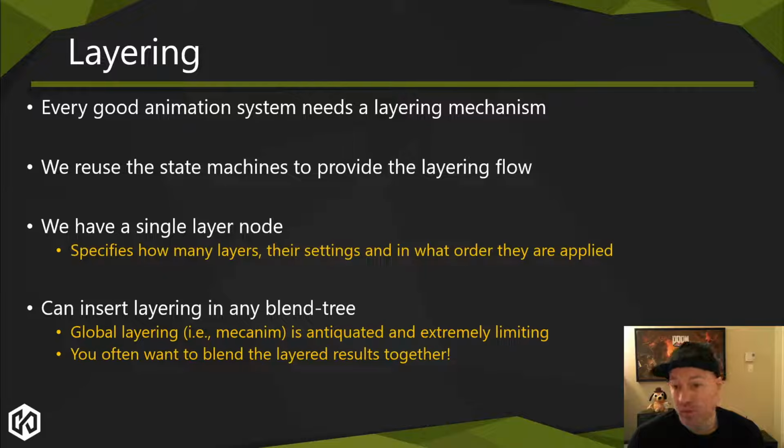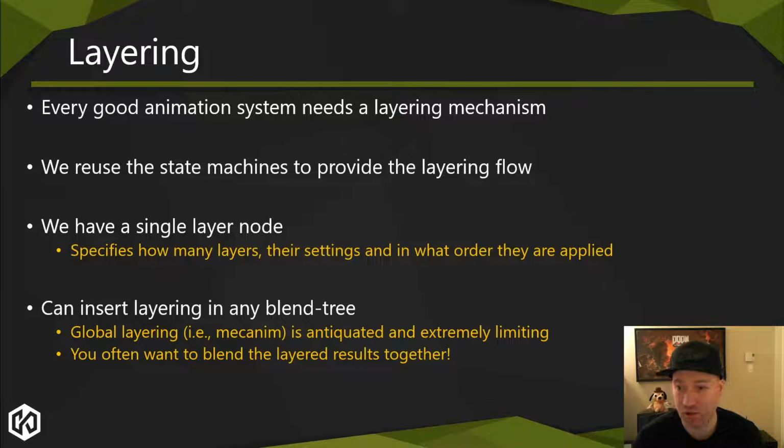What we do is we reuse the state machines in my setup to do the layering flow. We don't have special tooling for layers. We have a node that basically says, hey, I'm a layer node, and I will let you layer a state machine onto whatever you want. So you can specify how many layers. It doesn't matter. You can put layers on top of layers. You can take a layer node and put it in a layer node. There's no restrictions on this in any form.